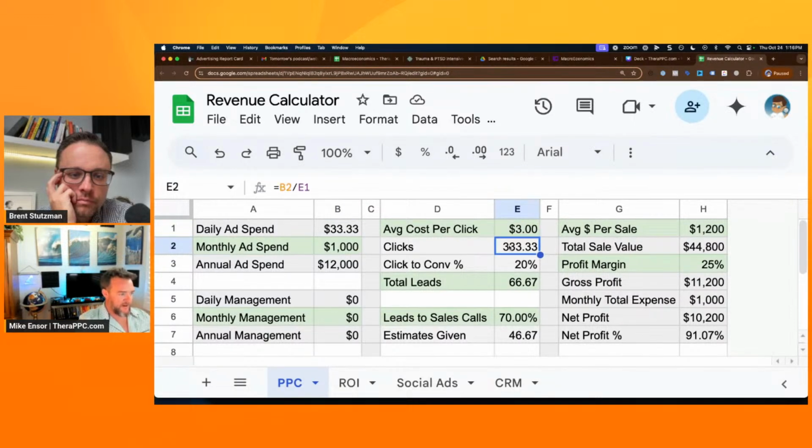I just plug those numbers in on the sheet, and you can see $1,000 at $3 cost per click means you're getting about 333 clicks, or 300 to 350 clicks per month. At a 20% conversion rate, which is a higher performance conversion rate, your total lead count is going to be 67. Total lead means total potential clients that filled out a form or put in a phone call.